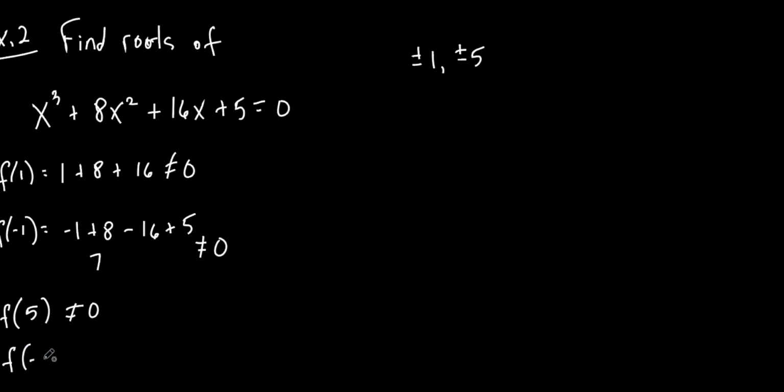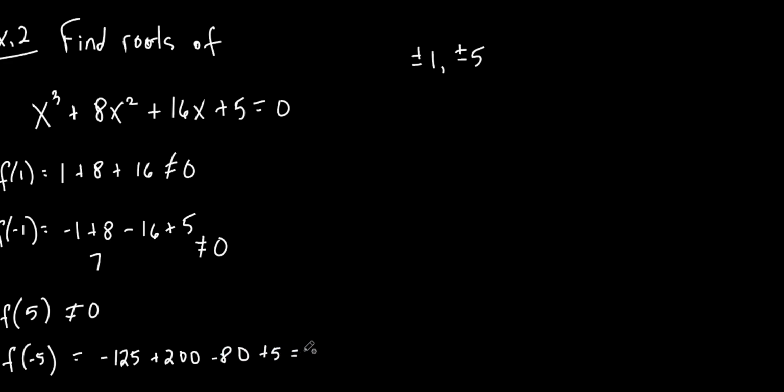So my only other choice, which is my last choice, unfortunately, is to try f of negative 5. Now, I'll put some numbers down here because we're running out of time. So if you put a negative 5 in there, you get negative 125 because it's negative 5 cubed. And then you put a negative 5 in for the other x. That's 200 plus 200. Then the next one is minus 80, and then plus 5.